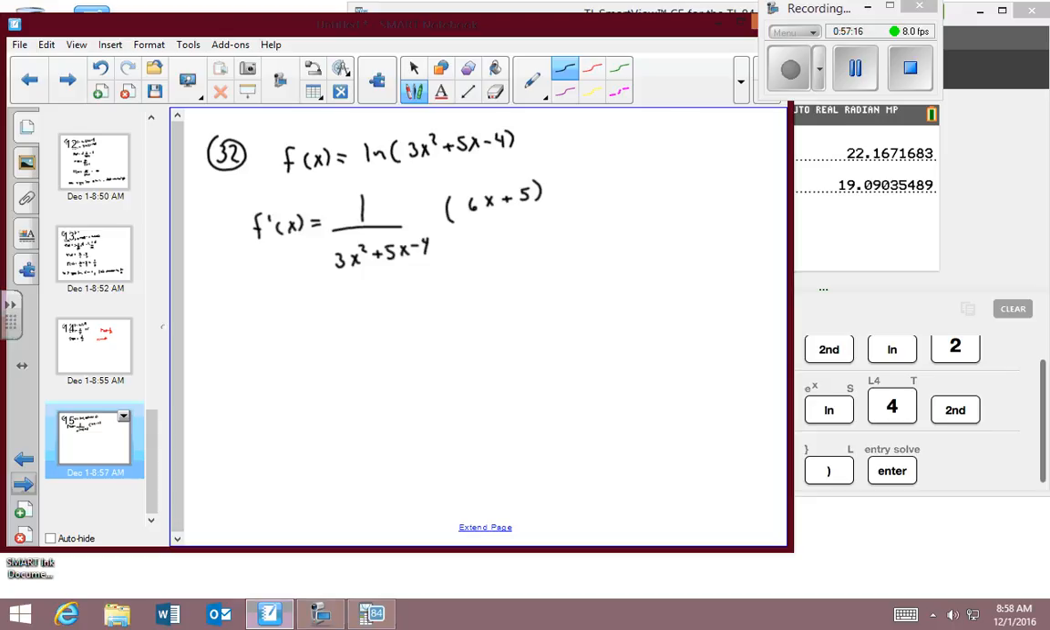There isn't anything to do with that. 6x plus 5. Their claim is that the derivative was 1 over 6x plus 5. That's incorrect.